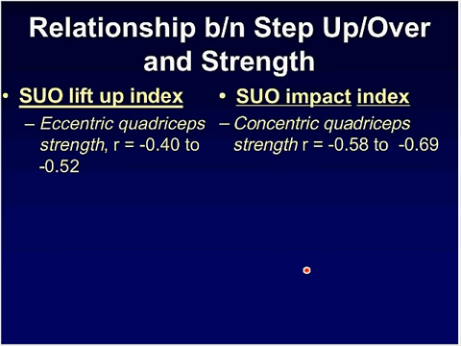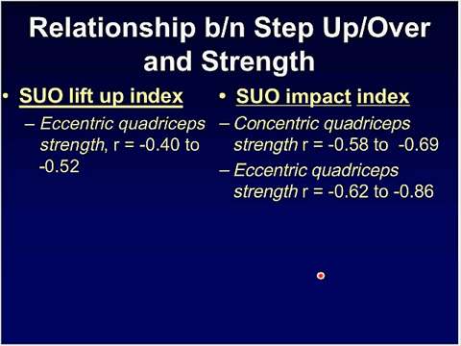For impact index, we again see the negative correlations where as strength goes up, impact index goes down, signifying eccentric quadriceps control as they lower themselves off the step. So with better strength, they've got better control and therefore less impact on the force plate as they come down.